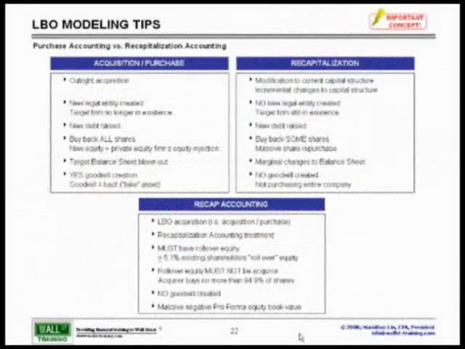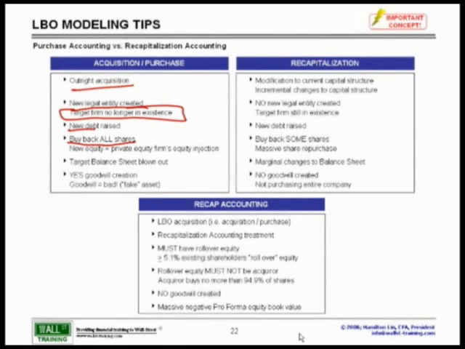Okay, let's talk about purchase accounting versus recap accounting. Now, on the left-hand side, acquisition purchase. What we're saying is, what if we did an outright acquisition? In an outright acquisition of a company, a new legal entity is created, which means that the target firm is blown out, no longer in existence. You will raise new debt, you'll be buying back all the shares, and the new equity is simply the private equity firm's equity injection to combine.